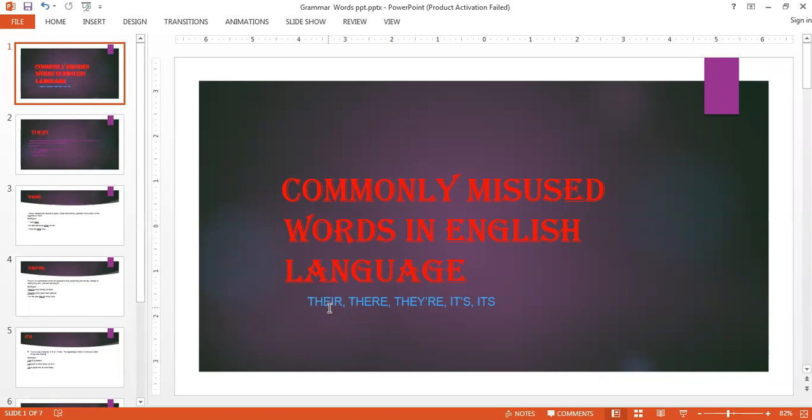And the words are: there, their, they're, it's, and its. So there are three words that are homophones, because they sound the same, but they are spelled differently. Take a look at them. They are spelled differently, and they also mean different things.